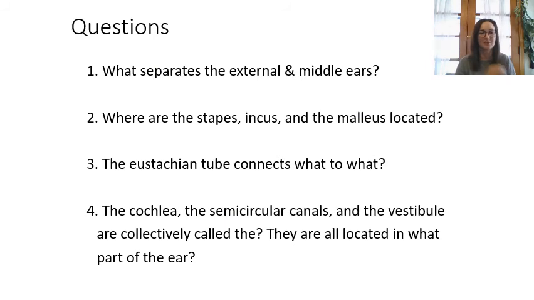All right, a few questions here. What is the structure that separates the external ear from the middle ear? Where are the stapes, incus, and the malleus located? The eustachian tube connects what two structures? And the cochlea, semicircular canals, and the vestibule are collectively called what? And then what part of the ear do we find them in?